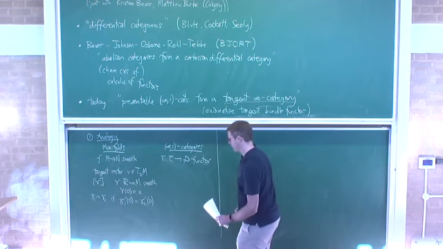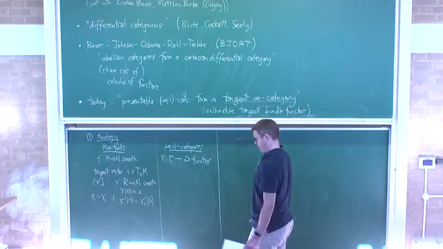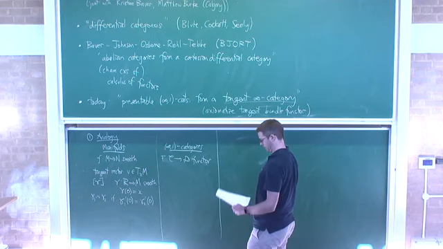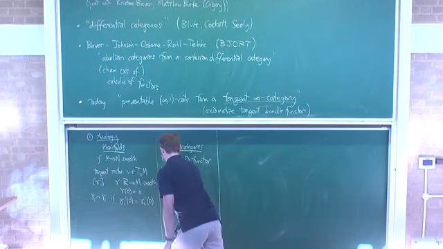So what does this look like on the infinity category side? I'm just going to try and translate this as directly as possible. So a tangent vector.